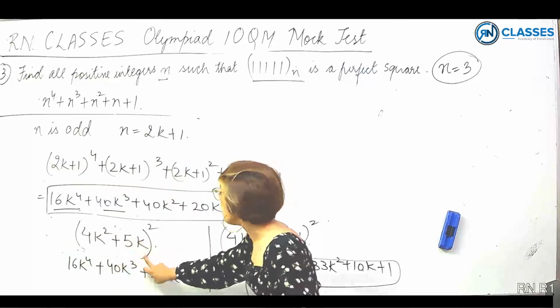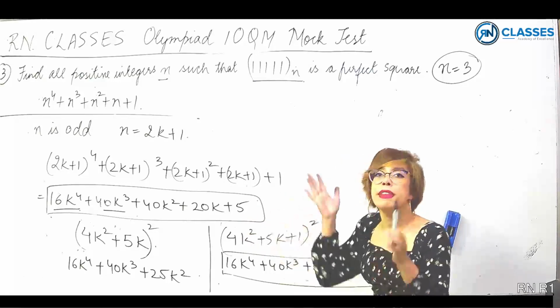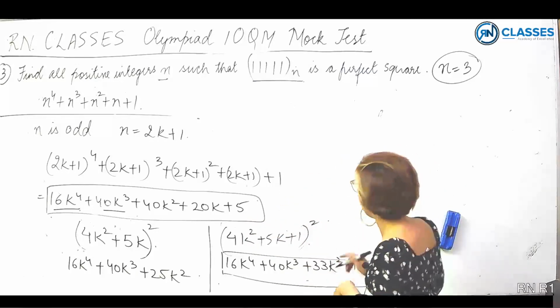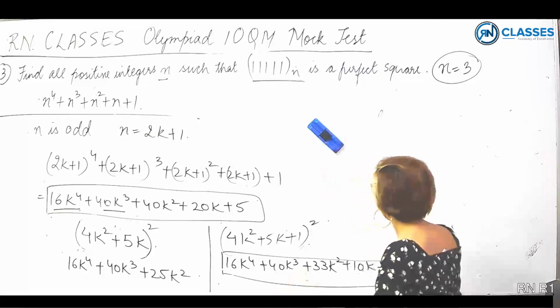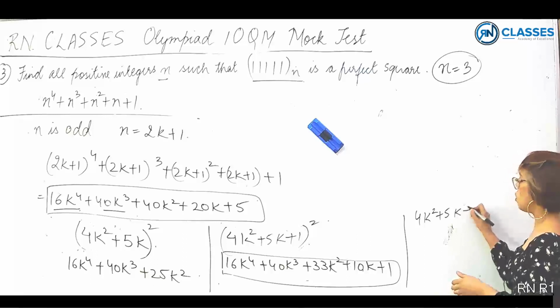अब तुम पहले गए थे यहाँ पे, तुमने एक ऐड किया, वन, तुम nearer पहुँच गए. Let's see, अब और ऐड करोगे whether you approach something nearer or not. So let's go for इससे next वाले पे. 4k square plus 5k plus 2 whole square.